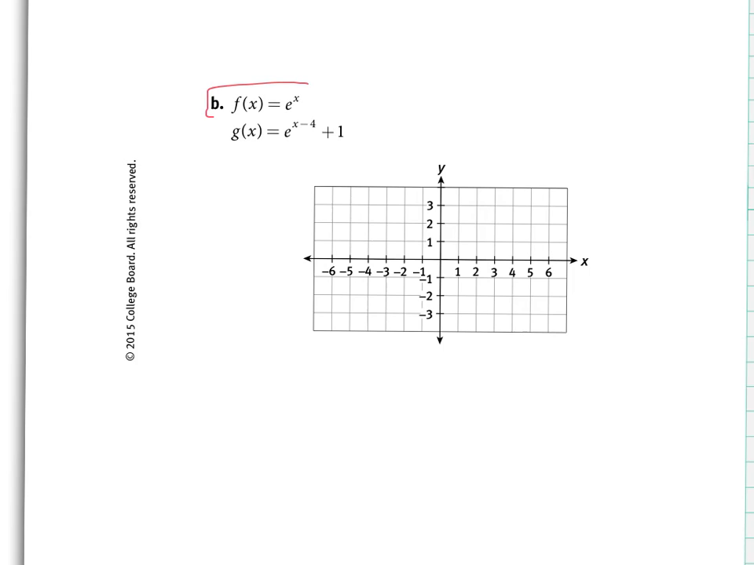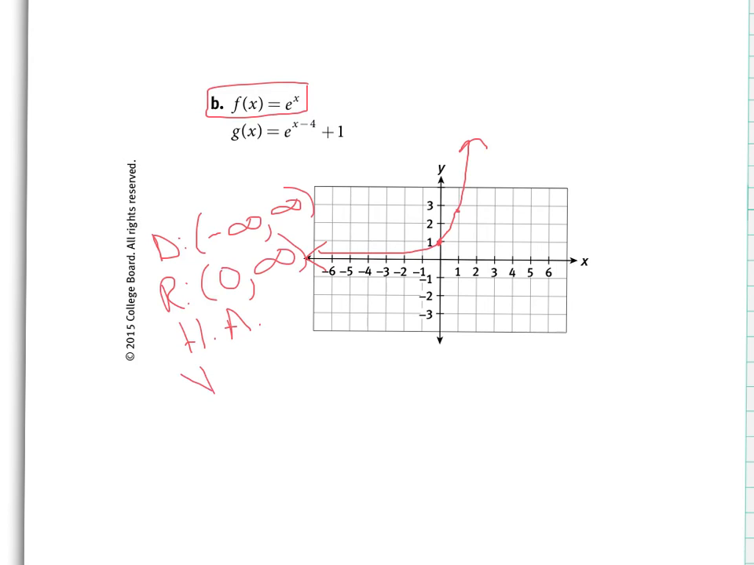On the next graph, parent function is going to look something like this. Our domain of the parent function is negative infinity to infinity. The range of the parent graph is going to be 0 to infinity with a horizontal asymptote at y equals 0. Same as always. What all is happening to this graph? Well, the x minus 4 is going to move me right 4. The plus 1 at the end is going to move me up 1.